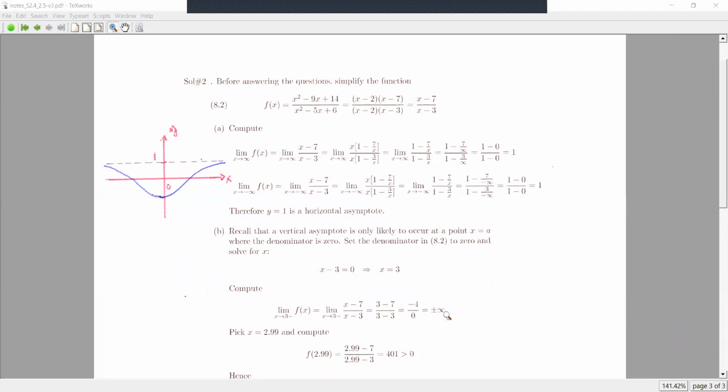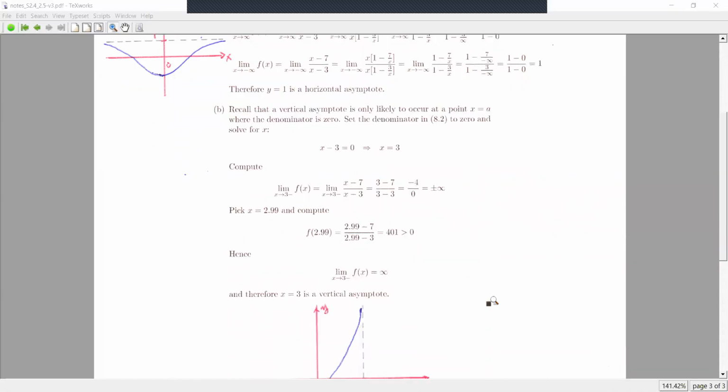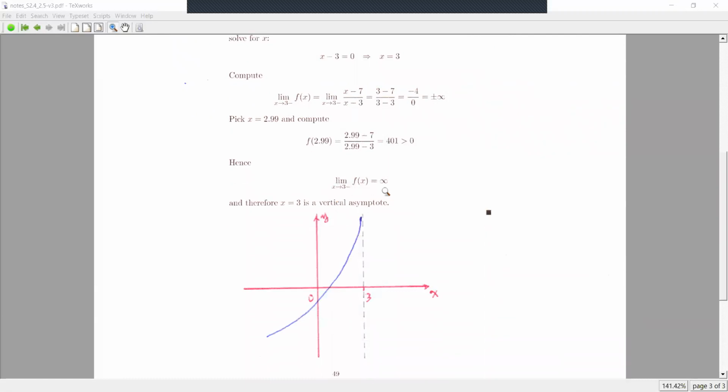To determine positive infinity or negative infinity, I pick a point very close to 3, but on the left side. Say pick 2.99, then evaluate the function value at 2.99. Then we get the function value is positive. So when x is close to 3 from the left side, function value is positive. So the limit is positive infinity.